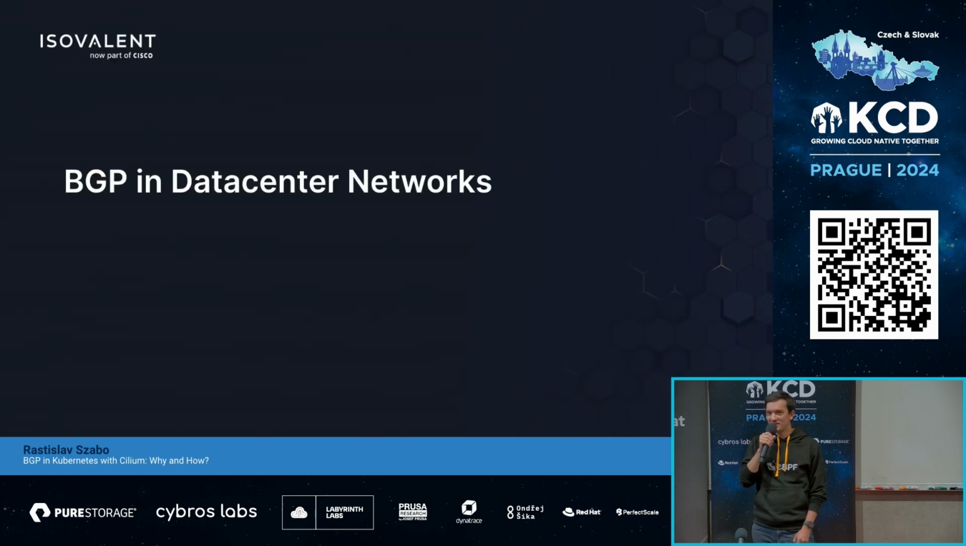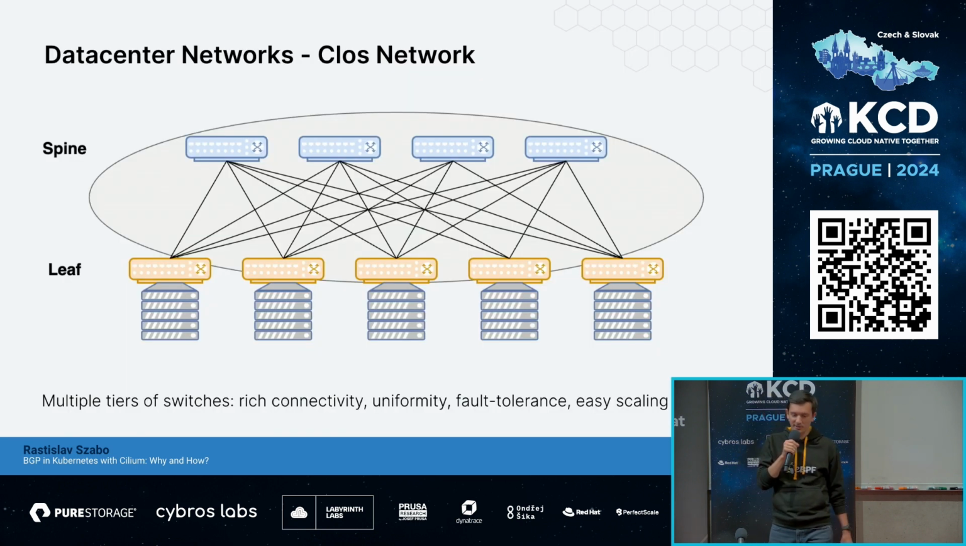So that's BGP for the internet, but why do we need something like this in our Kubernetes clusters? So let's first talk about data centers. Let's say you are building your own data center, and in modern data centers, you would nowadays mostly see this kind of network topology. It's called a Clos network. It consists of multiple tiers of switches. Here you can see a spine tier of switches and a leaf tier of switches. And each spine switch is interconnected with each leaf switch here on this picture.